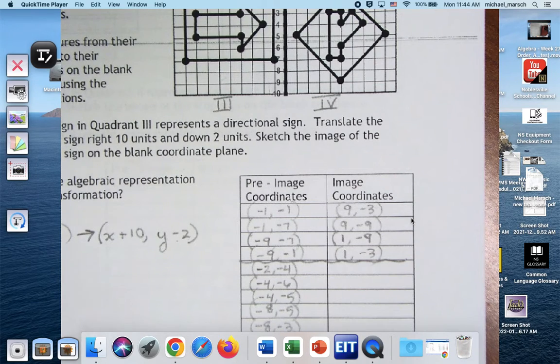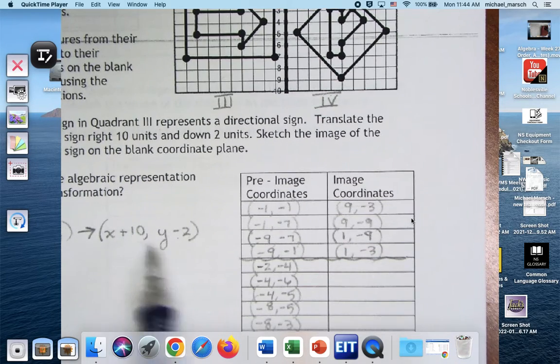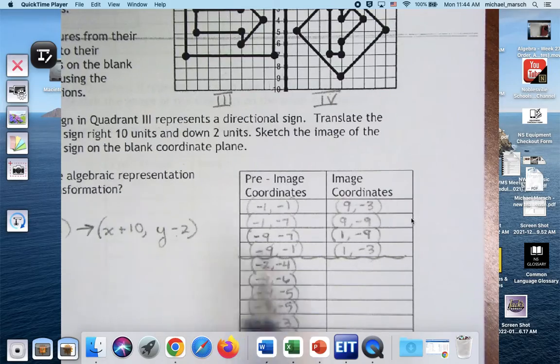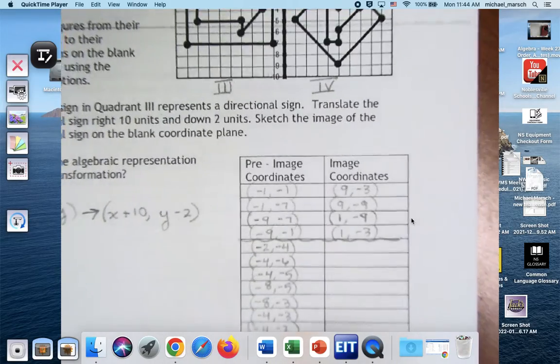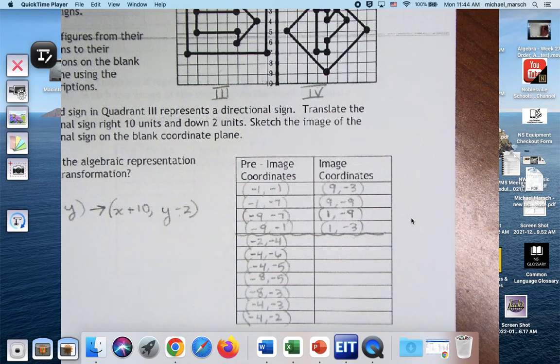So I now have all the points from the arrow. I worked my way around clockwise. And I'm going to do the exact same thing I did for the rectangle on the outside. I'm going to apply my algebraic representation. I'm going to add 10 to each x and subtract 2 from each y to get my new ordered pairs. So go ahead and do that. Find your new ordered pairs for the arrow.